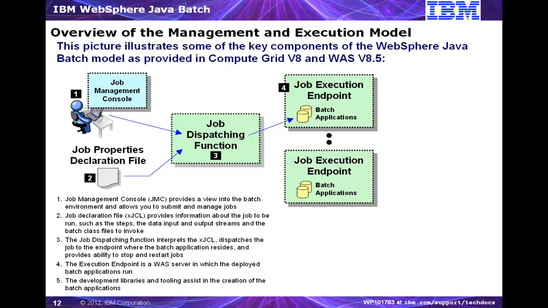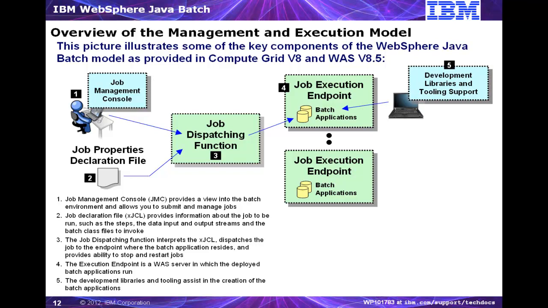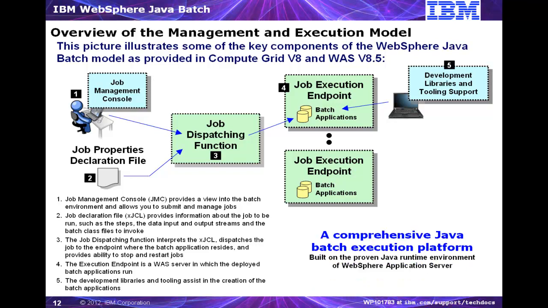Multiple job execution endpoint servers may be defined. The job dispatcher is aware of their existence and what batch applications are deployed in each. The batch applications are developed using supplied WebSphere Java Batch class libraries. As a reminder, IBM Rational Application Developer 8.0.1 or higher contains support for WebSphere Java Batch application development. In summary, WebSphere Java Batch is a comprehensive batch execution platform built on the proven base of IBM WebSphere Application Server.